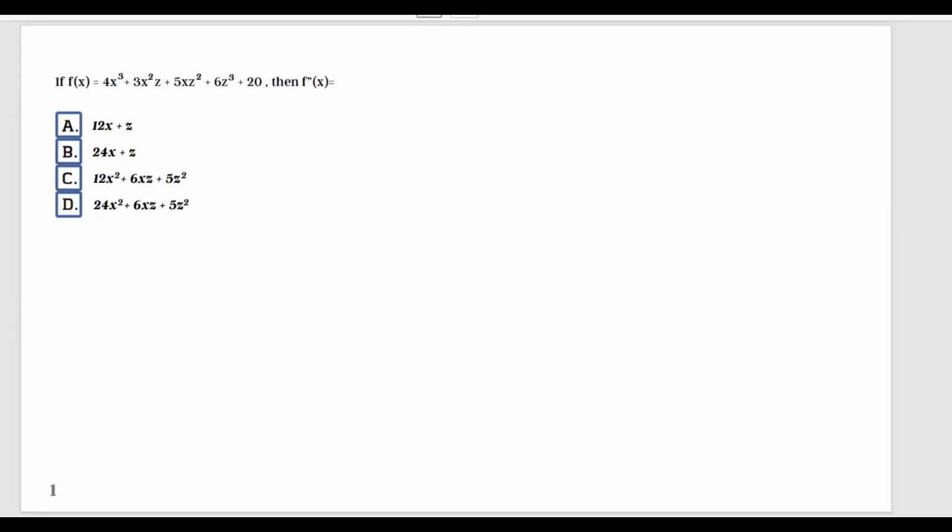If f(x) equals 4x cubed plus 3x squared multiplied by z plus 5xz squared plus 6z cubed plus 20, then the second derivative of f with respect to x equals? So this might seem a little bit complicated when you see the z over there, but what we're going to do is consider z as a constant. So we're going to say z equals a constant, a number.